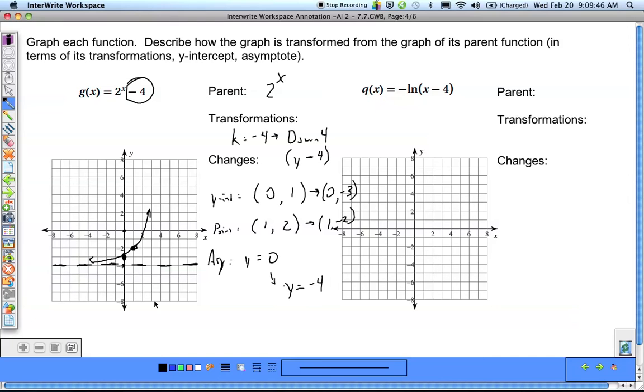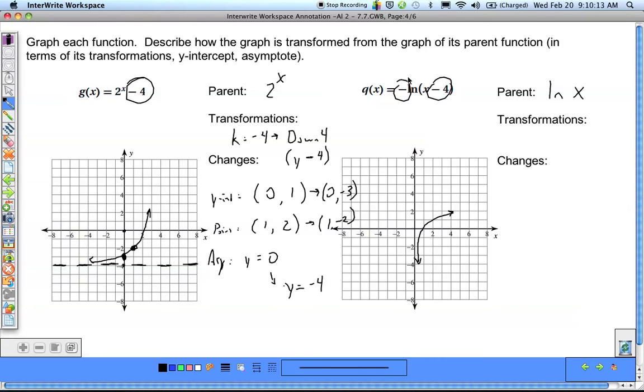All right, the second one, negative natural log of x minus 4. Well, if we cut out that extra information, we cut out the negative, we cut out that minus 4, what we're really left with is just the natural log of x. So there's our parent function. It's the natural log of x. Remember, it's not an exponential, so it's not going to look like this. It's a logarithmic function, so it's going to look like this. This is what our basic log function is going to look like.